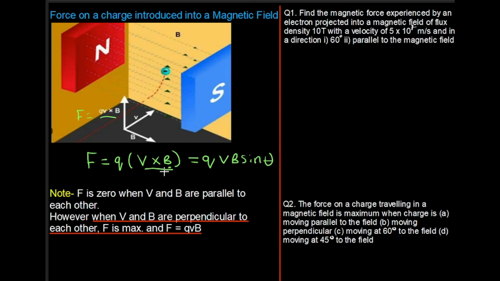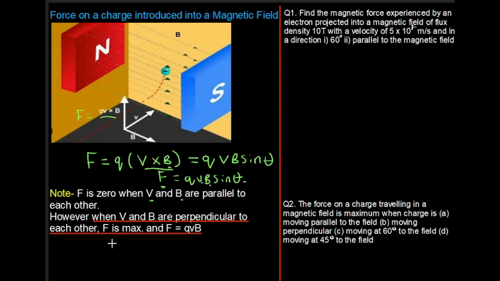All right, so F is equal to QVB sine theta. This is a very important equation. The force experienced by the charge is equal to QVB sine theta. Now take note, F is 0 when V and B are parallel to each other. Please don't forget, theta is the angle between V and B. So if V and B are parallel to each other, F will be 0.